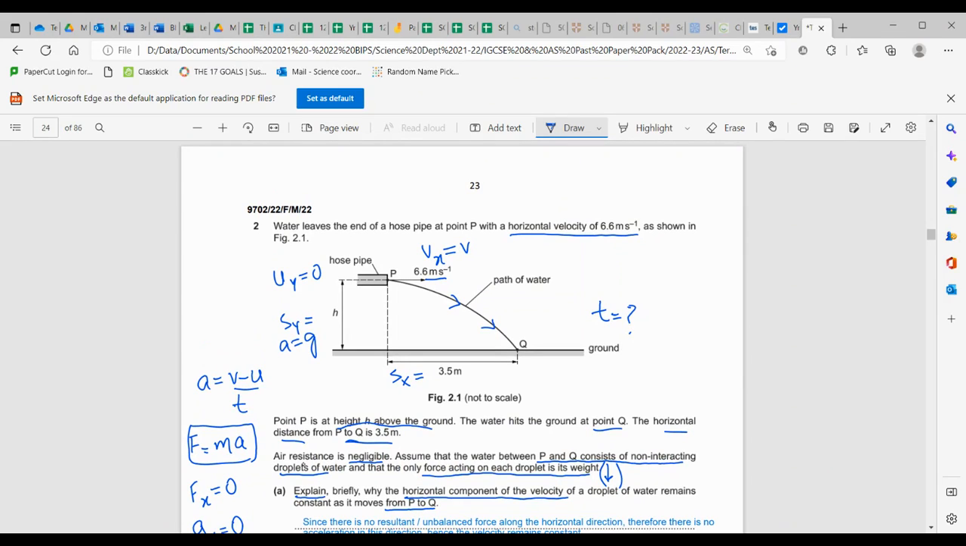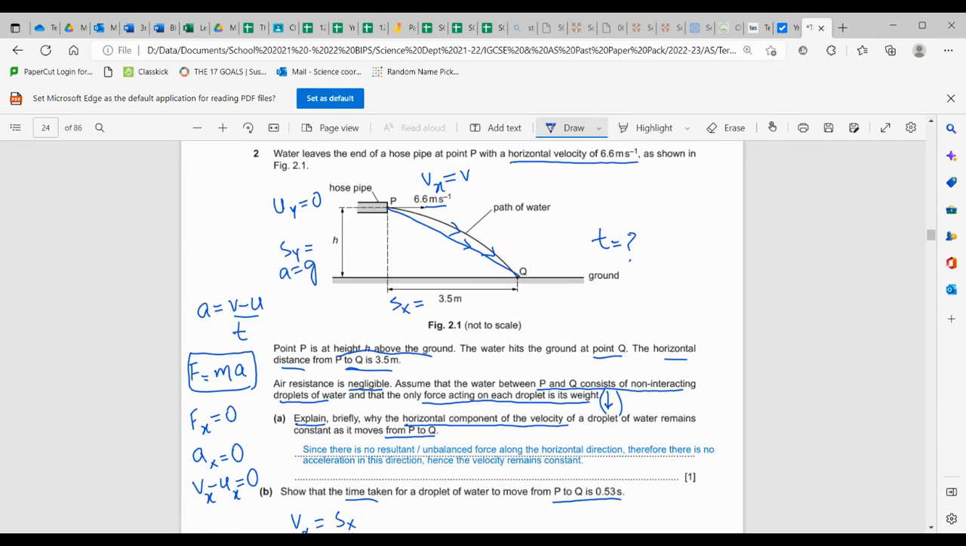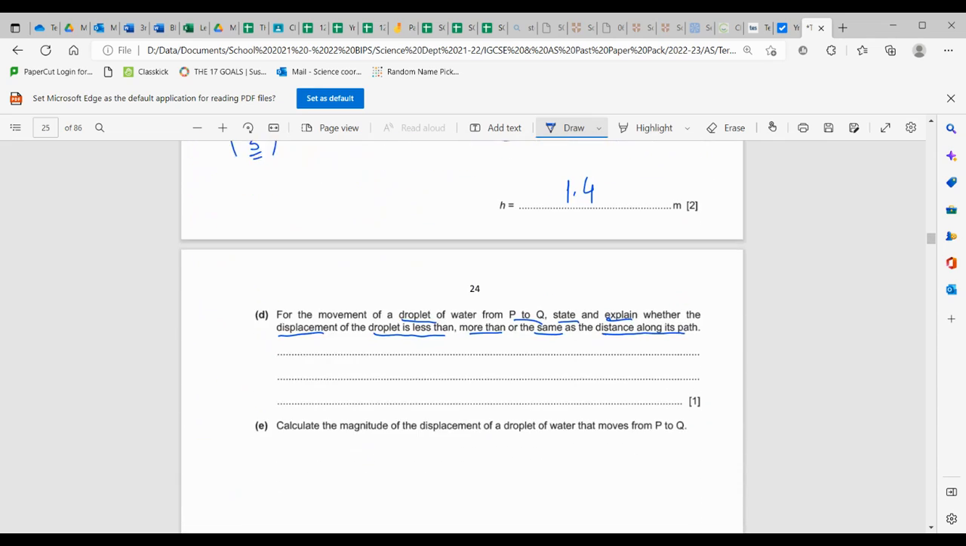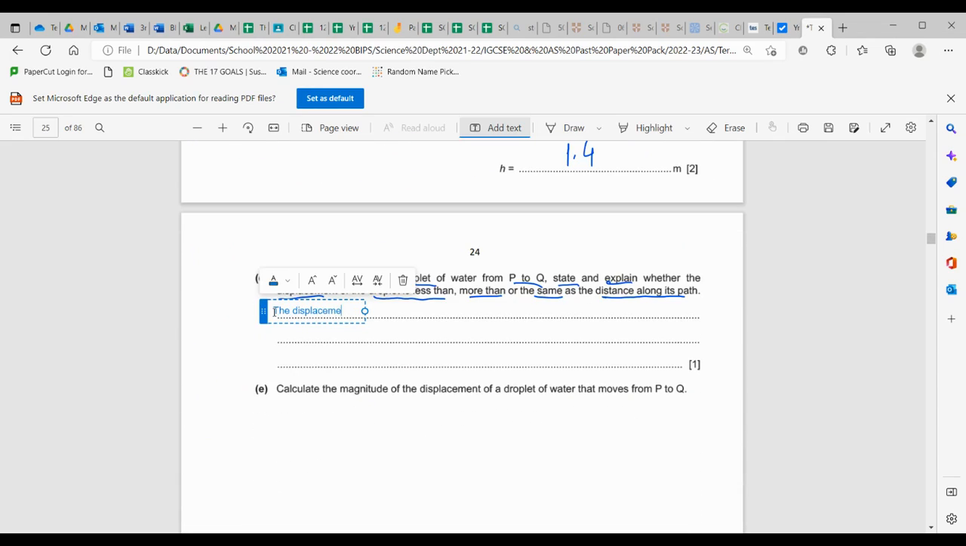Let's have a look at the diagram. The distance traveled by the droplet is the entire distance traveled along this curved path, which we can see clearly in the diagram. Whereas the displacement, by definition of displacement, will be just a straight line path between P and Q, which clearly is lesser in magnitude than the total distance. So the displacement between P and Q will be lesser than the total distance traveled by the droplets.